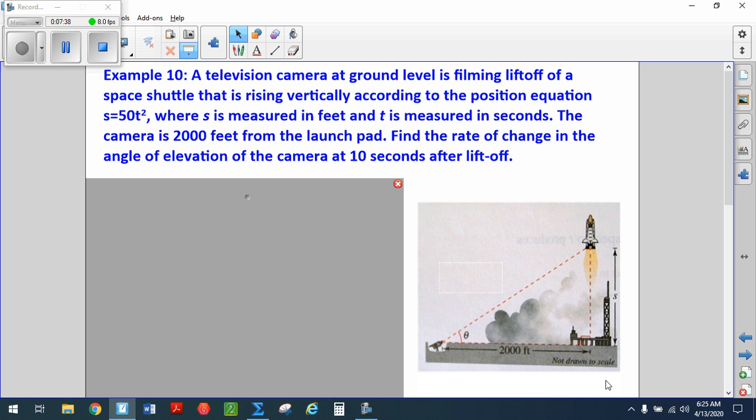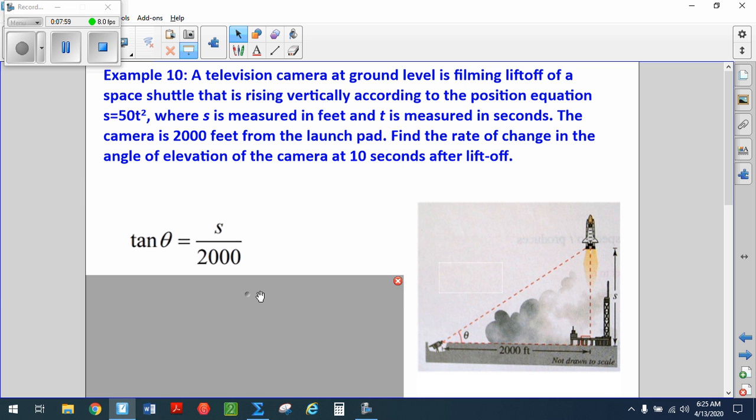So as the ship goes up, the camera is going to go from looking straight horizontal to looking up higher and higher. So I need an equation, if I look at the diagram, relating s to 2,000 and theta. So we'll call that tangent. Tangent theta equals s over 2,000.